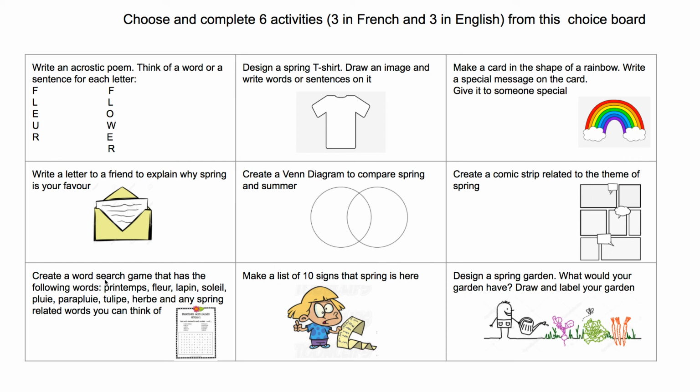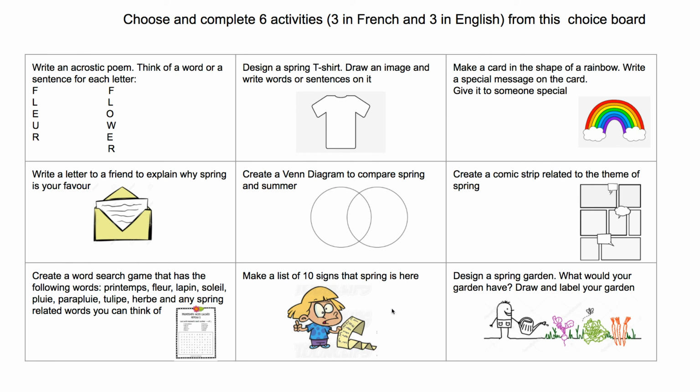Number 7, create a word search game that has the following words. Printemps, and now if you're doing this in English, just write the equivalent, the word in English. So for printemps, it would be spring. Fleurs, lapin, soleil, pluie, parapluie, tulipe, herbe, and any spring-related words that you can think of. Parapluie is just umbrella.